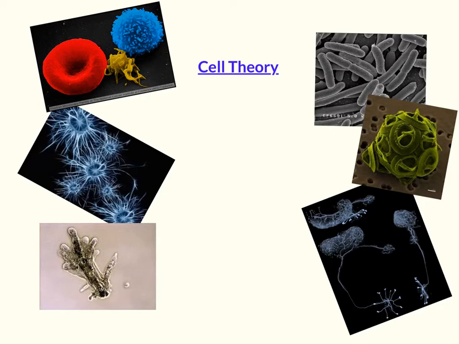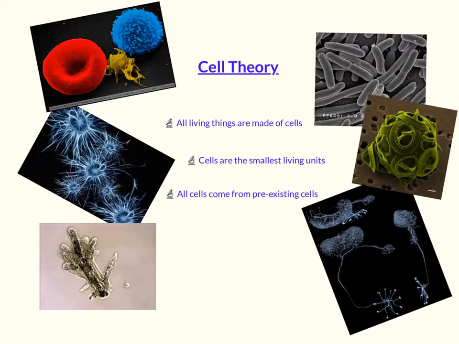The cell theory states: all living things are made of cells. Cells are the smallest living units, and all cells come from pre-existing cells. Theories are based on how the world works today, and today you cannot get a cell from anything other than a pre-existing cell. The cell theory also includes the facts that cells vary in size and shape, and that all cells today represent a continuous line of descent from the first living cells.